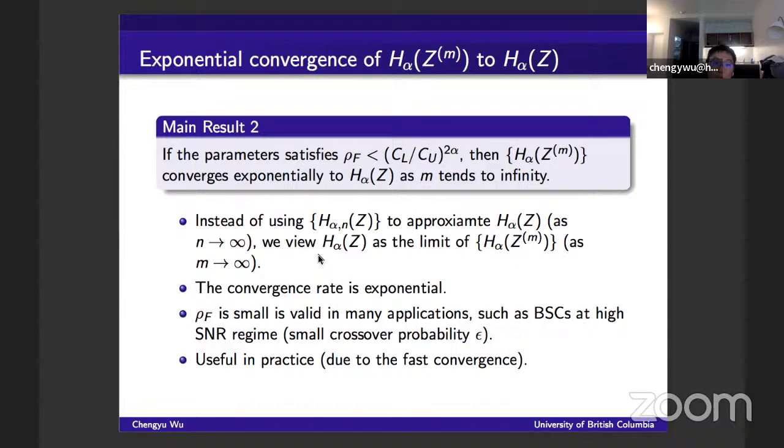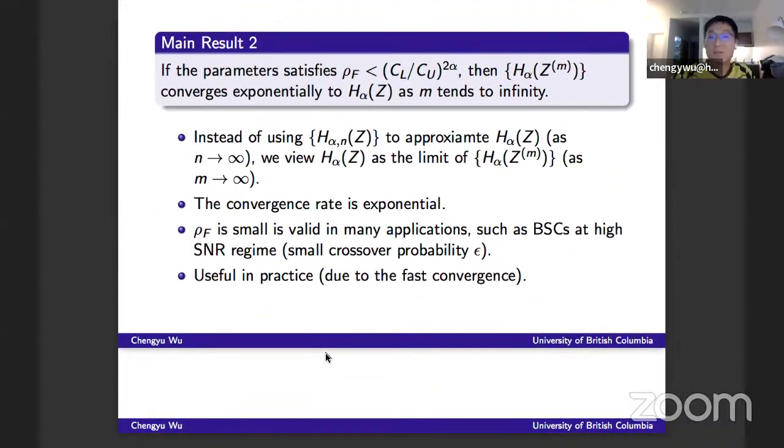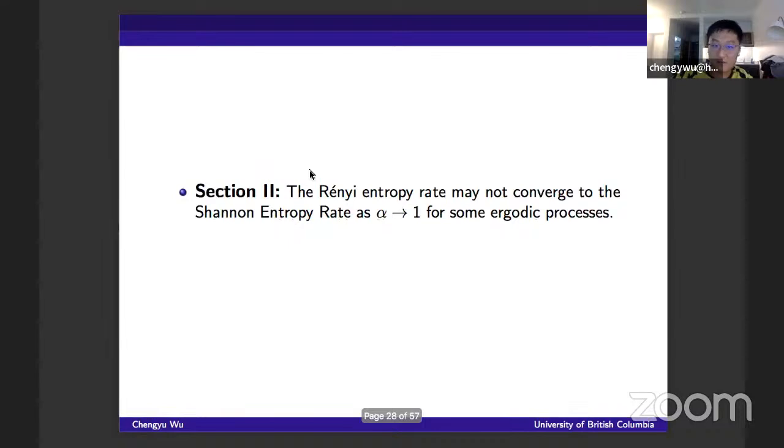Okay, so this is the first part of my talk, about the Rayleigh entropy rate. And now let's move to the second part, which cares about the continuity of the Rayleigh entropy rate. In this second section, we will show that the Rayleigh entropy rate may not converge to the Shannon entropy rate as alpha approaches 1.